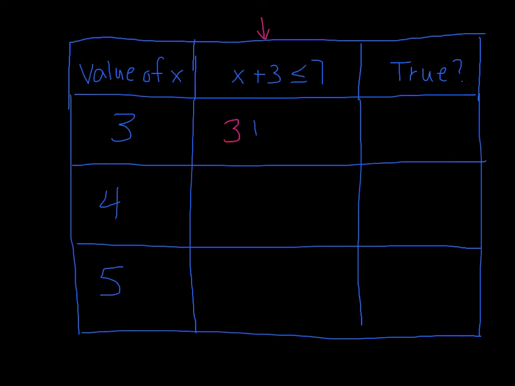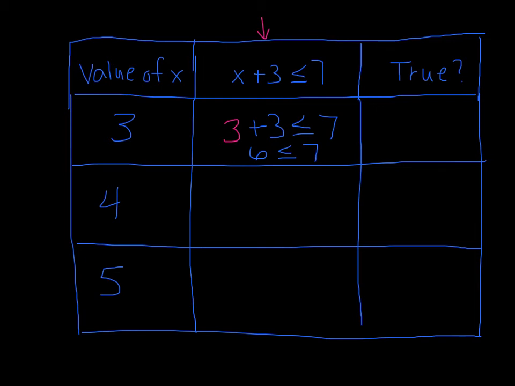Okay, so it would be plus 3, doing my inequality sign, and 7. Is that true? So all you simply do to solve it is say, well, 3 plus 3 is 6. I have my inequality sign. What does that inequality sign mean?